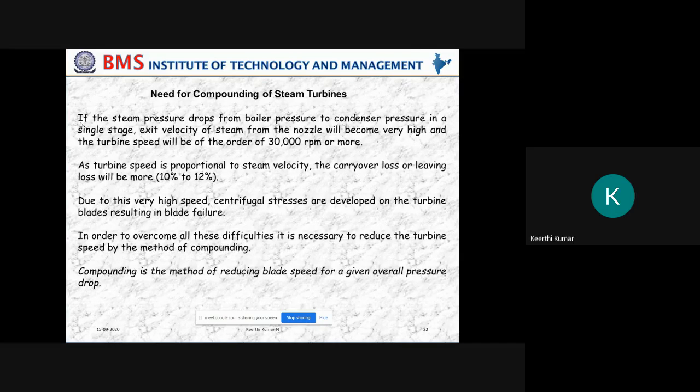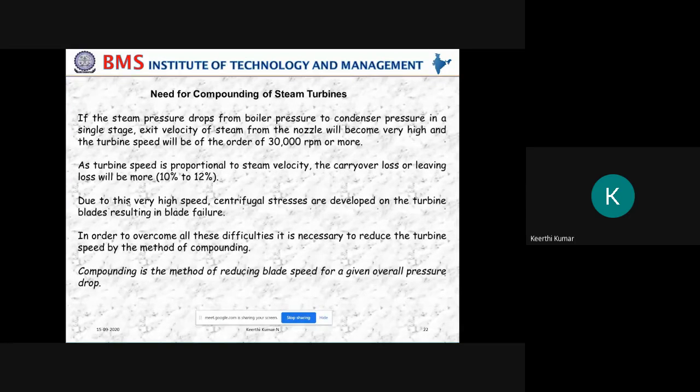Read this. If the steam pressure drops from the boiler pressure to the condenser pressure in a single stage, the exit velocity of the steam from the nozzle will become very high, and the turbine speed will be of the order of 30,000 RPM or more. As the turbine speed is proportional to the steam velocity, the carryover losses or leaving losses will become more than 10 to 12%.